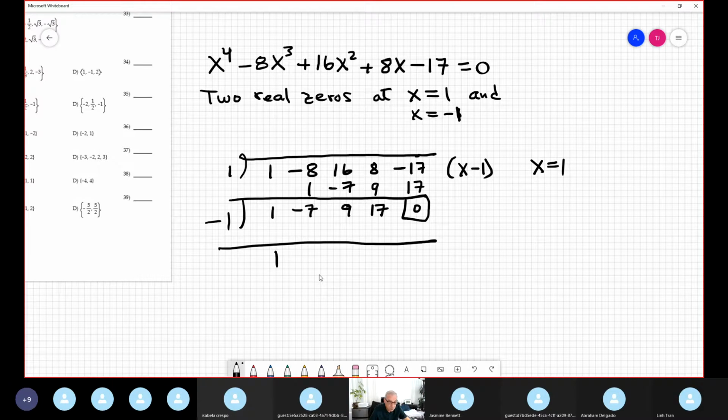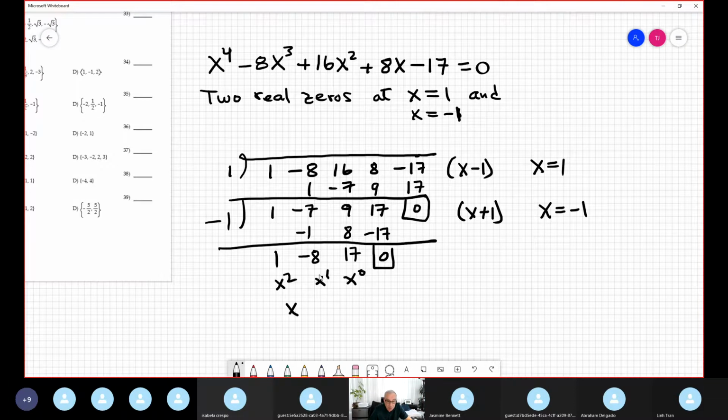1 is negative 1, is negative 8, is positive 8, is negative 17. Wow, and negative 17, good. I like that. Zero. And the factor x plus 1 also belongs to the polynomial, which is x equals negative 1. Okay, now investigate the rest, which is actually x squared minus 8x plus 17.